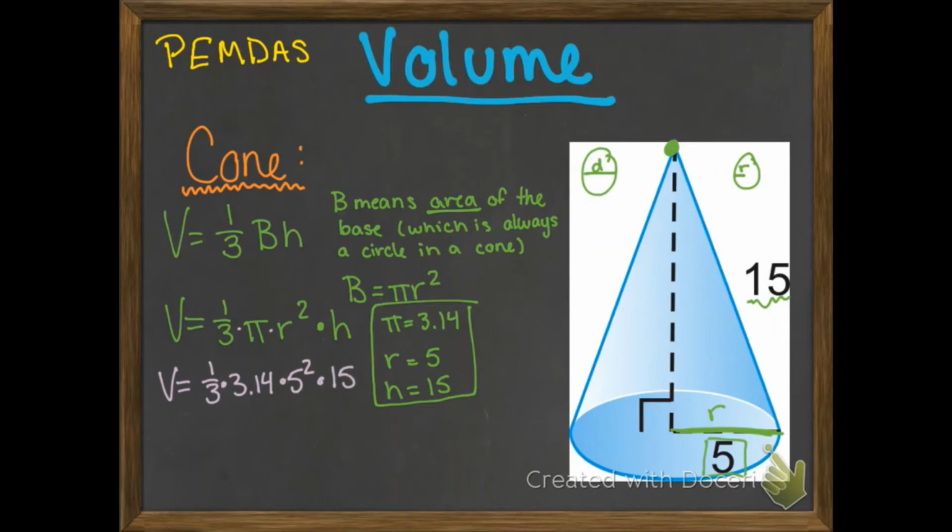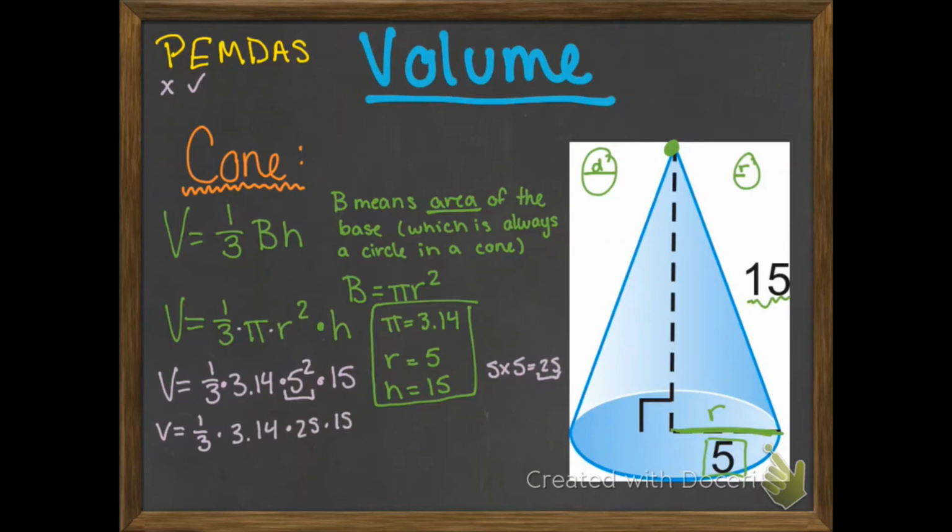Now we need to go through and follow PEMDAS to make sure that we are going to do this correctly. So we don't have any parentheses, but we do have an exponent, which is right here with the 5 squared. That is the same as saying 5 times 5. 5 times 5 is 25, and that's what I'm going to replace right there. I'm going to rewrite it completely, just substituting in 25 for the 5 squared. So 1/3 times 3.14 times 25 times 15.